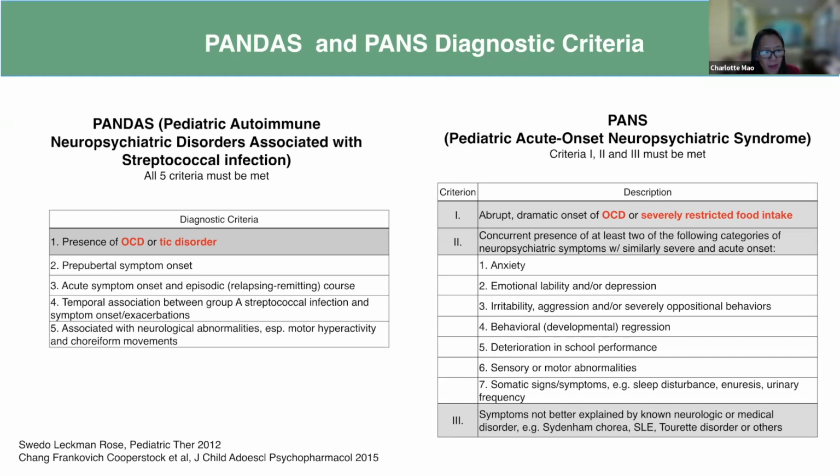Again, the abrupt dramatic onset of OCD was still one of the two defining core symptoms, but tics were removed as a core symptom and relegated to an accompanying category of motor abnormalities. You can see at number 6. And in its place, severely restricted food intake, or basically an anorexia-like presentation, was substituted. This is a less common PANS manifestation, but it is striking in its presentation when it does occur.